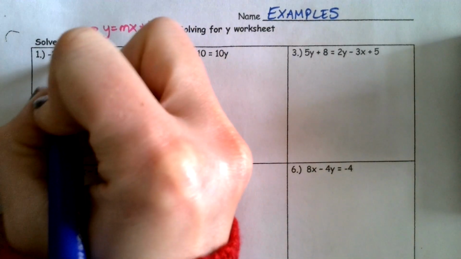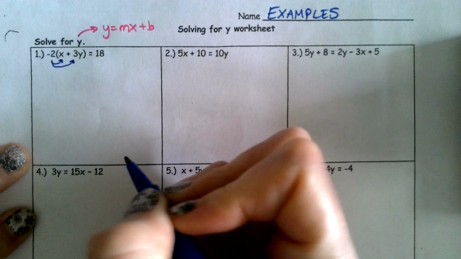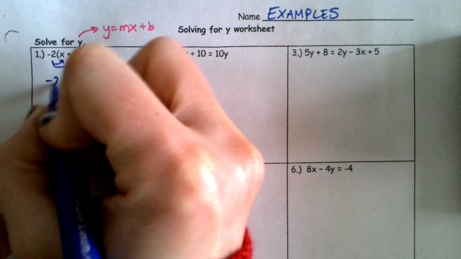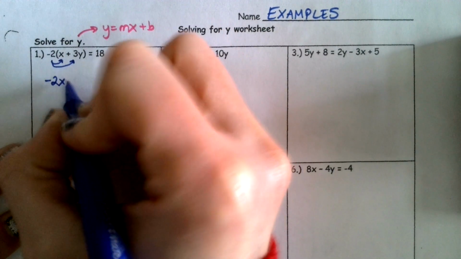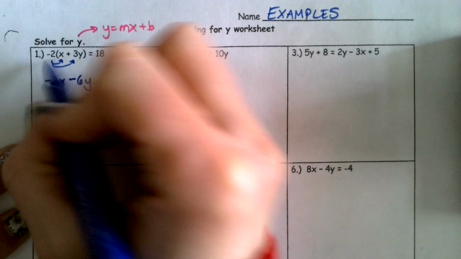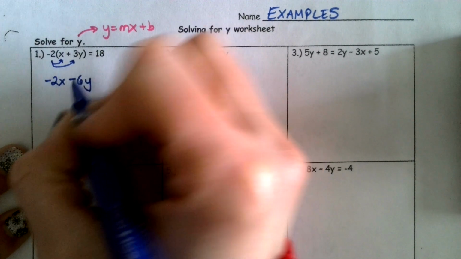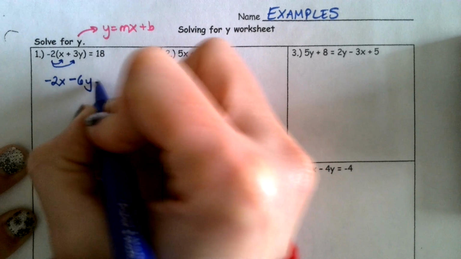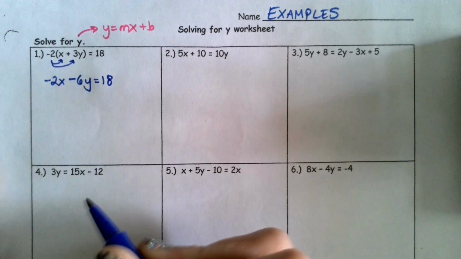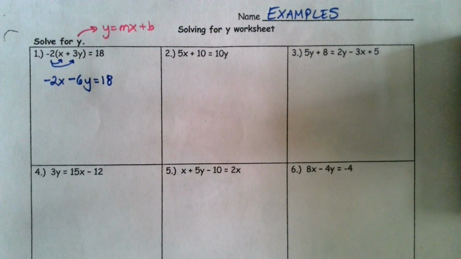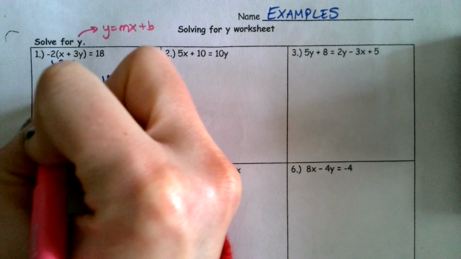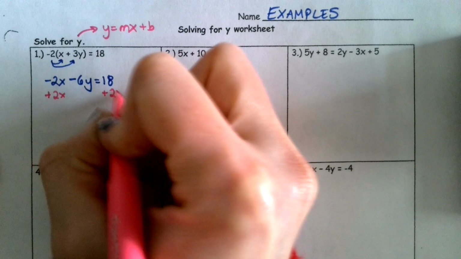So we're going to be doing -2 times x and then -2 times 3y. So we'll have -2x. This is going to turn into -6y because -2 times 3 would be a negative. And so we'd have -6y and then equals 18. So now we need to, again, start using these inverse operations to get the variable y alone. So we're going to start off by adding 2x to both sides of our equation.